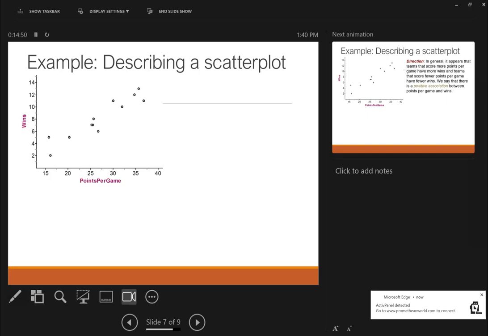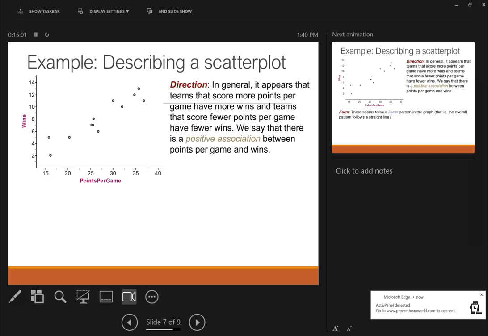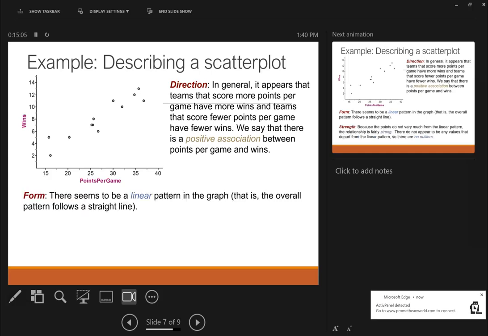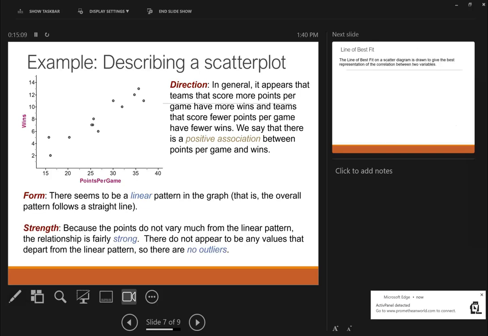Linear is what I would answer to this as well. It looks mostly like a straight line, right? Fairly thick straight line, but a straight line nonetheless. Direction, we say positive association. The form appears to be linear. And we'd say fairly strong.